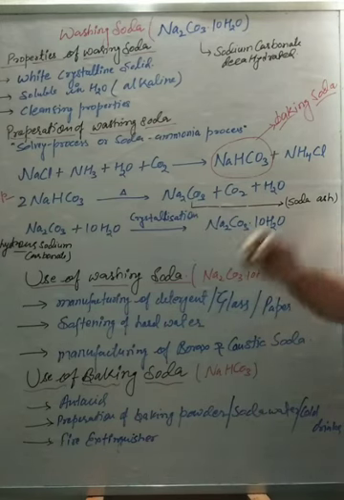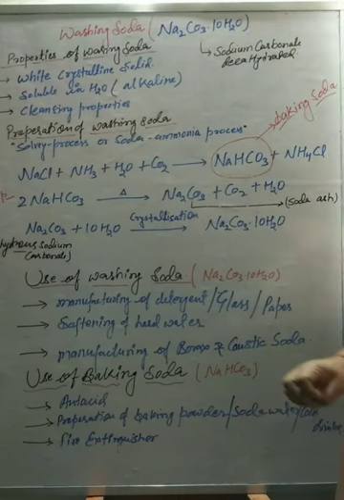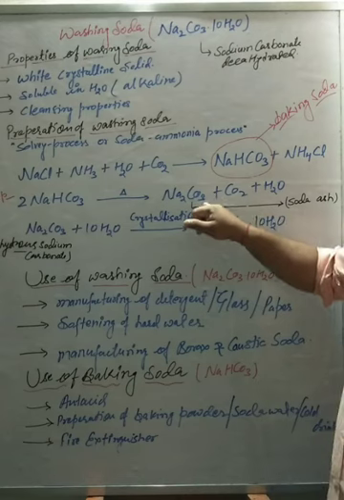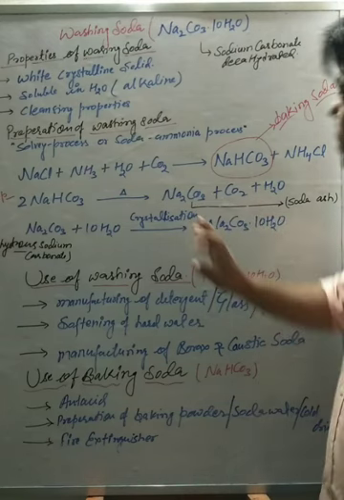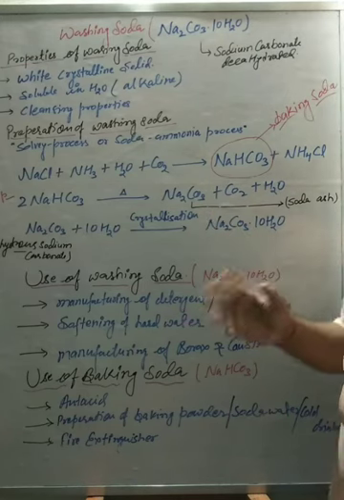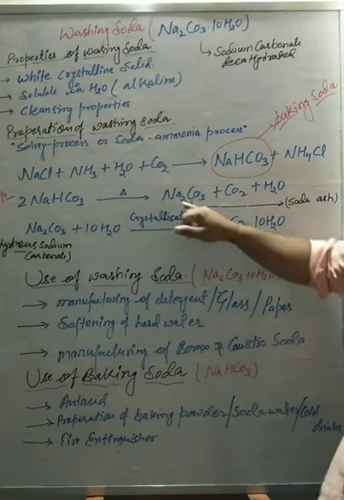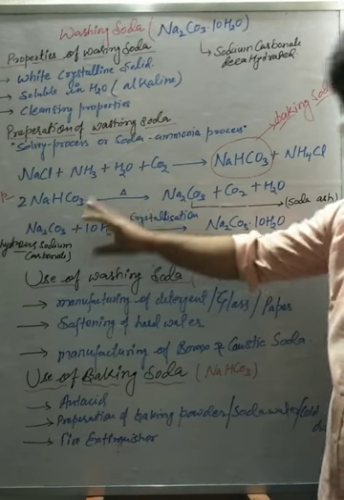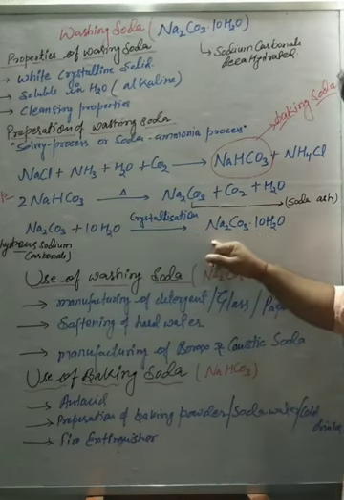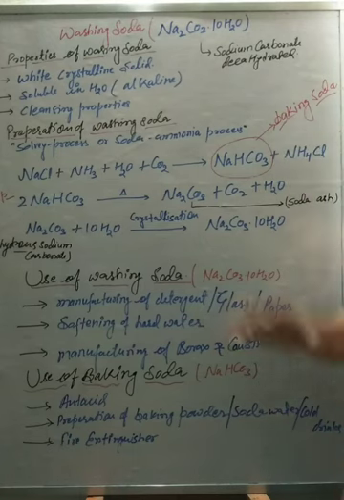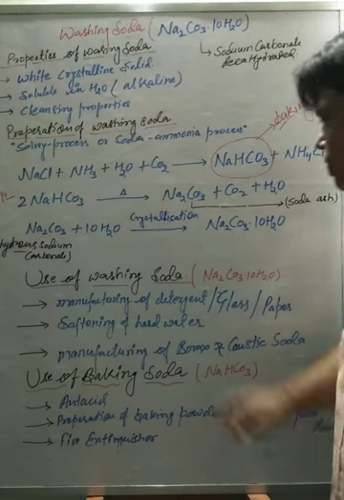Now, sodium carbonate means our soda ash. Here there is no water, that's why it is called anhydrous. If there is water, then it is hydrated. If there is no water, then it's anhydrous. Anhydrous sodium carbonate. When we add 10 amount of water to it, then after crystallization it becomes sodium carbonate decahydrate. That is our desired product, washing soda.